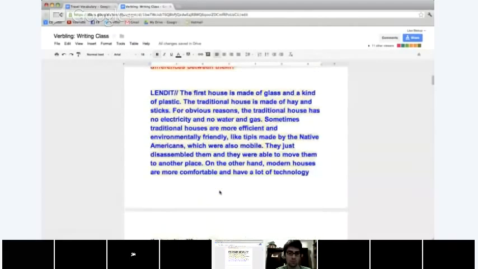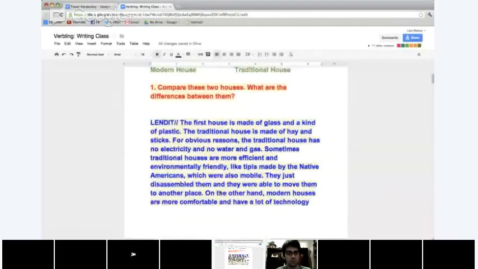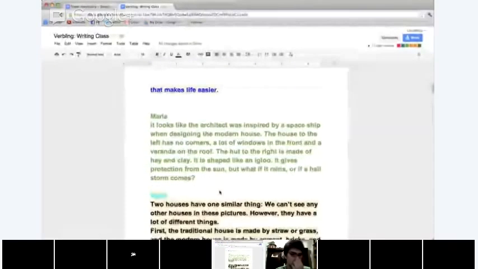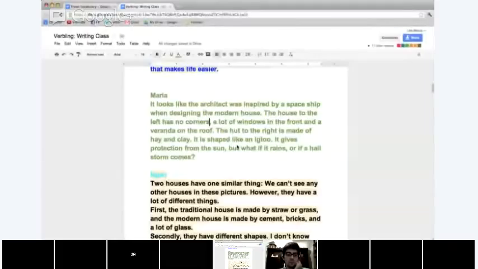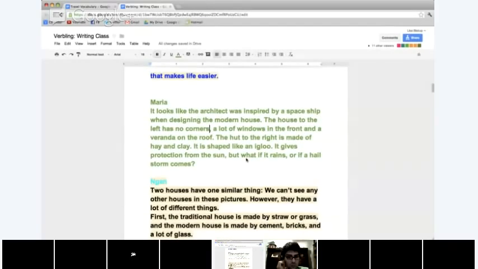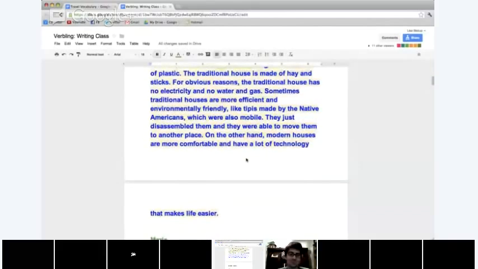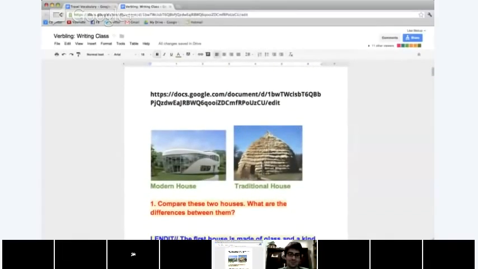Maria, did you want to read your number one? Yes. Okay. Let me scroll up. It looks like the architect was inspired by a spaceship when designing the modern house. The house to the left has no corner, a lot of windows in the front, and a veranda on the roof. The hut to the right is made of hay and clay. It is shaped like an eagle. It gives protection from the sun, but what if it rains or if a hailstorm comes? Yeah, good. Probably not a hailstorm in that environment. It looked pretty dry.